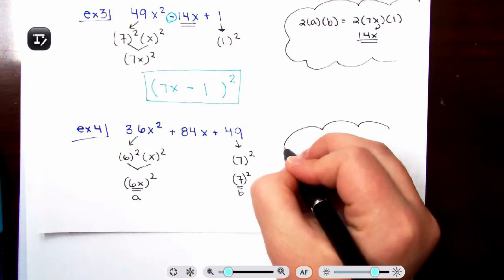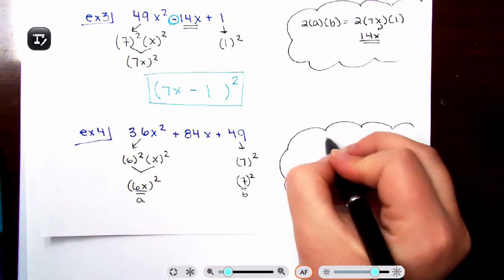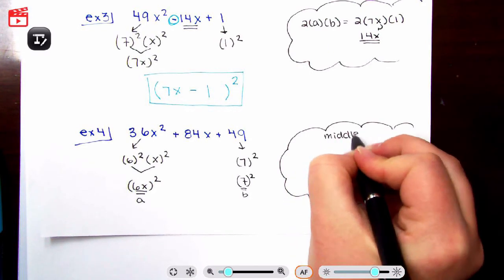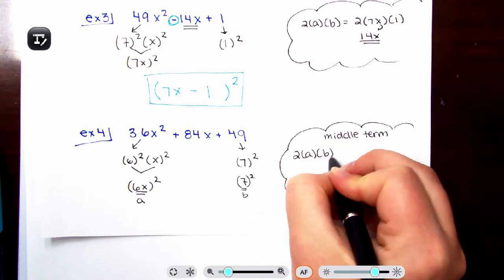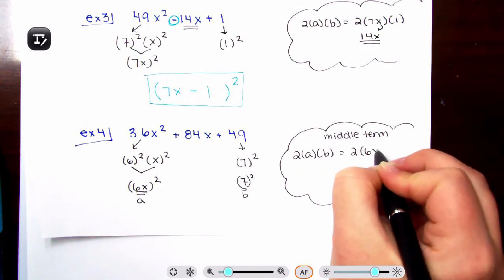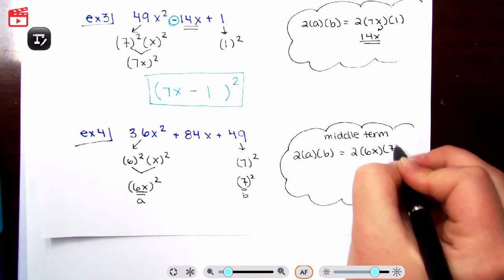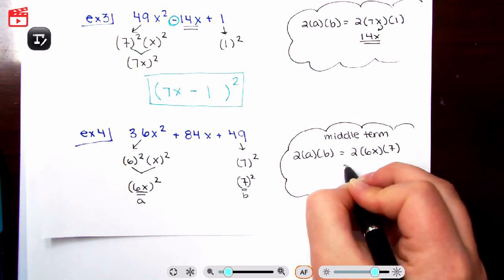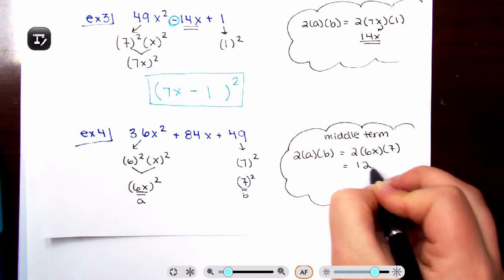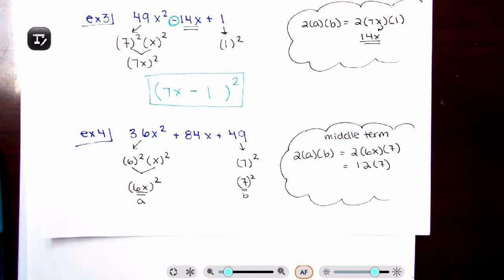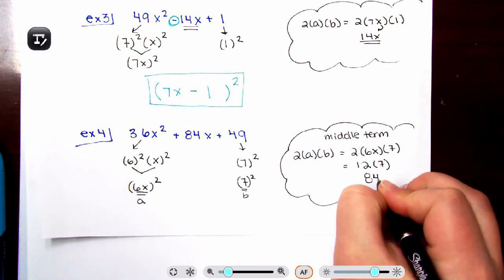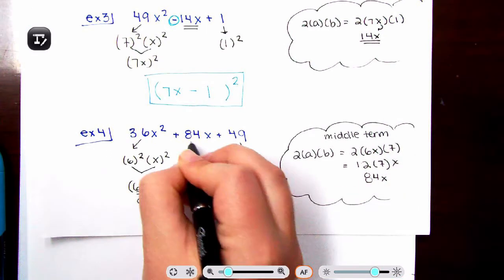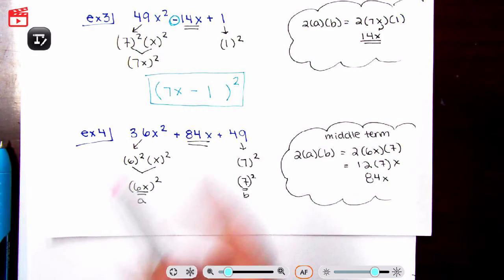Again, let's do a quick check for our middle term. 2 times a times b. 2 times a is 6x. b is 7. So I have 6 times 2 is 12. 12 times 7 should be 84 maybe. 12 times 7, it is 84. And then we have our x to drop down. Yes, it does match. Now we need to check the symbol.